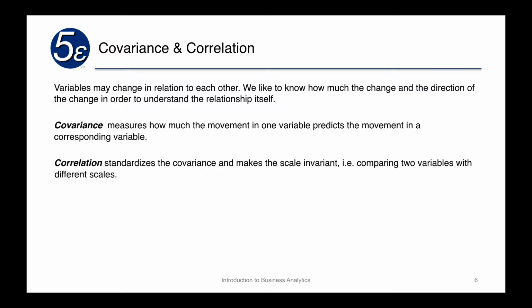Now, correlation standardizes the covariance and makes it scale invariant. And what we mean by that is we compare two variables with different scales. So if you have a covariance on the same scale, then you can actually interpret the actual value a little bit better than where you had two variables with different scales. For example, two variables measuring, say, IQ and miles per gallon. You can't relate the two. You can get a covariance number, but are you doing it in IQ score or are you doing it in miles per gallon? It kind of doesn't make sense. However, correlation will allow you to interpret it quite easily.